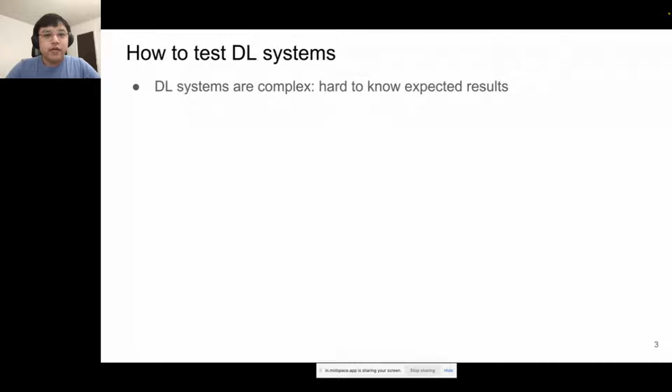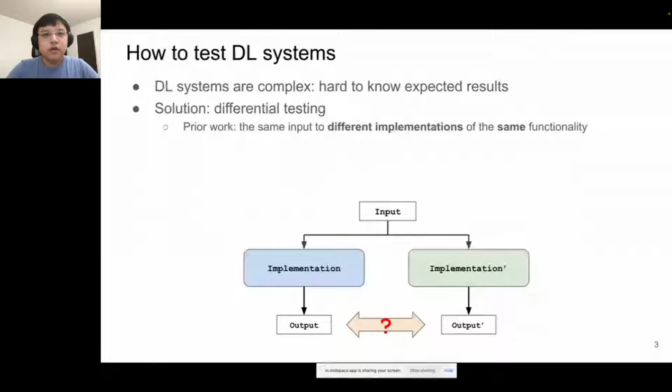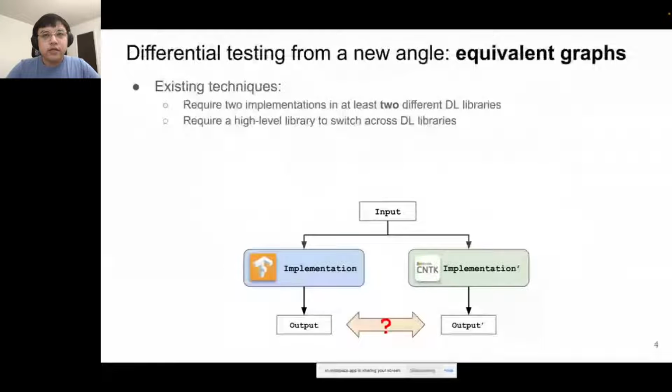Let's focus on using differential testing to solve this challenge. The idea is to feed the same input to different implementations of the same functionality. Given a bunch of inputs, we feed them to 2 different implementations, and then compare the outputs of the 2 implementations to check whether there are inconsistencies. Inconsistencies represent potential bugs in the implementations. To utilize the differential testing method to test deep learning libraries, existing techniques test a pair of deep learning libraries to cross-check 2 implementations of the same functionality.